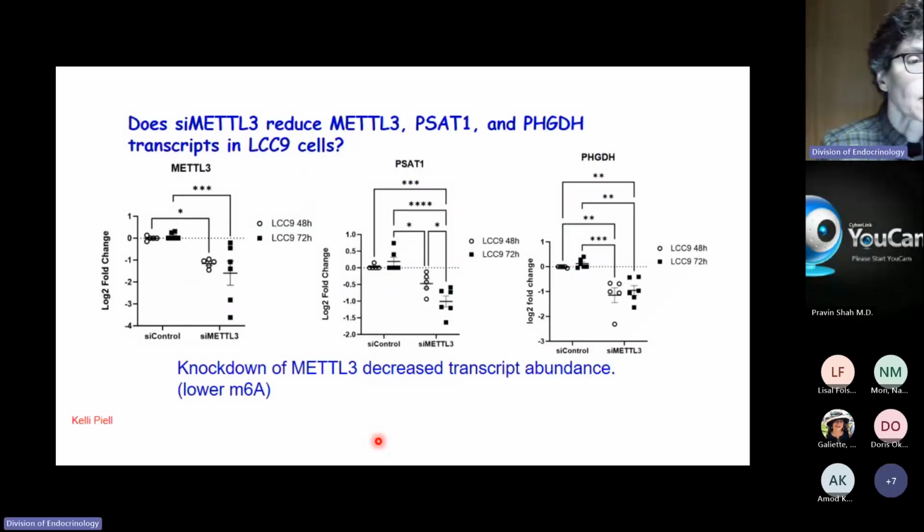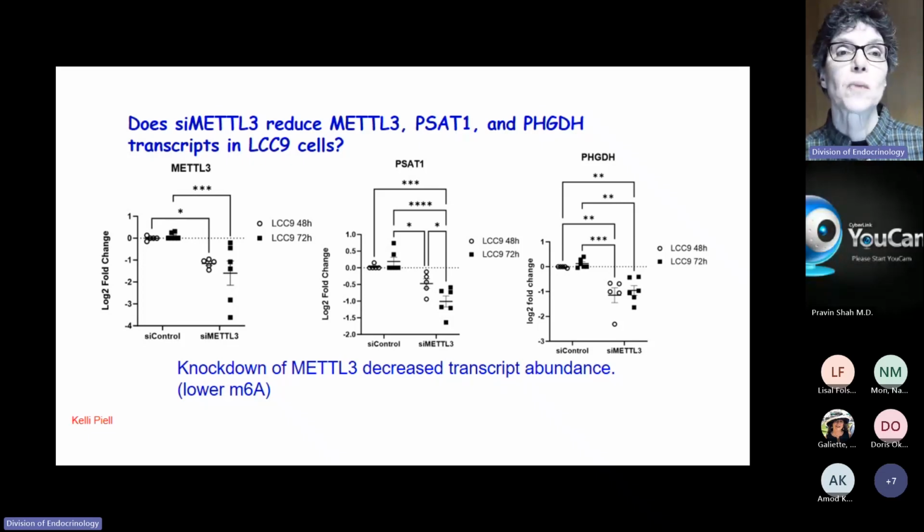So, Kelly Peel transfected LCC9 endocrine therapy resistant cells with Si-METTL3 or Si control. And what we can see is that at 48 and 72 hours after transfection with Si-METTL3, we see a decrease in METTL3 transcript expression. And lo and behold, we also see a decrease in PSAT1 and PHGDH transcript expression. So with lower m6A, we see a decreased transcript abundance of PSAT1 and PHGDH.